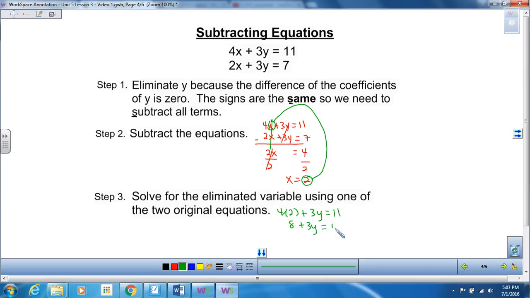So that's 8 plus 3y equals 11. Subtract 8 from both sides. 3y equals 3. Divide by 3, and we get 1. So my solution, x comma y, is 2 comma 1. And remember, just like we did on the first example, you can always put these in for x and y to check that you did it correctly. Make sure you check both equations.